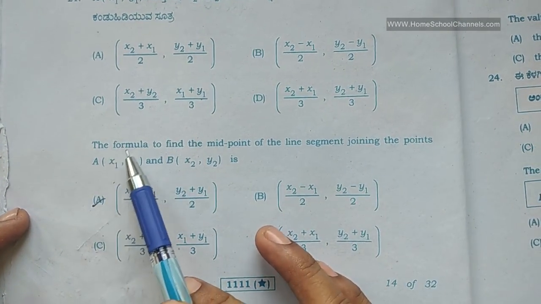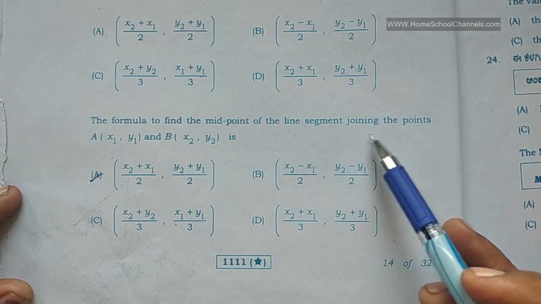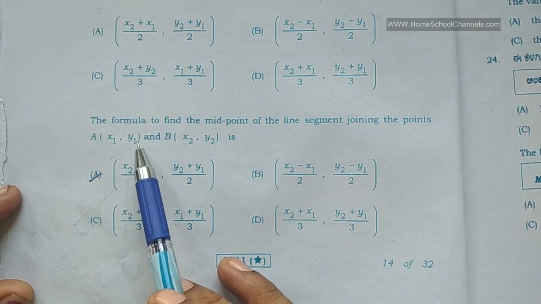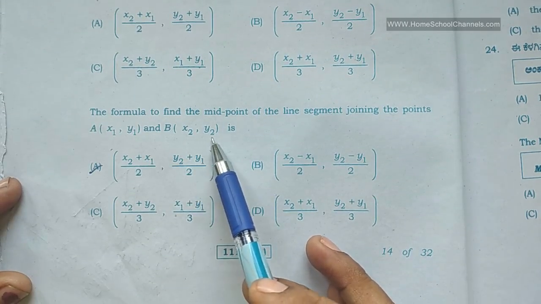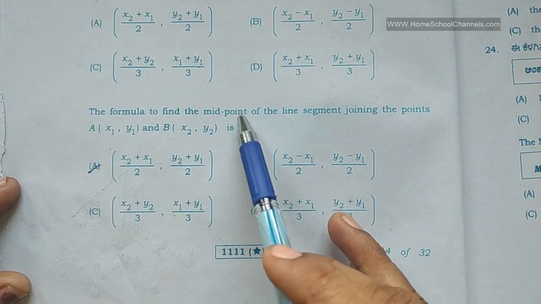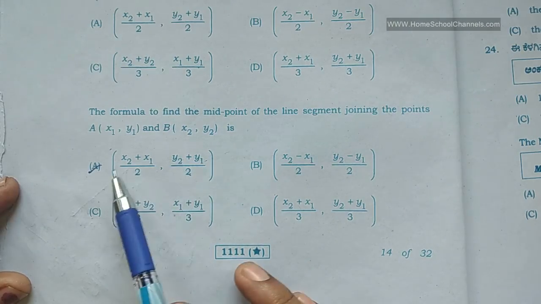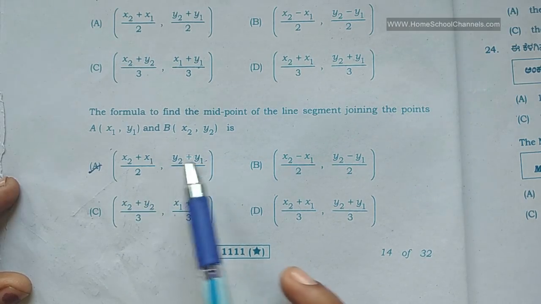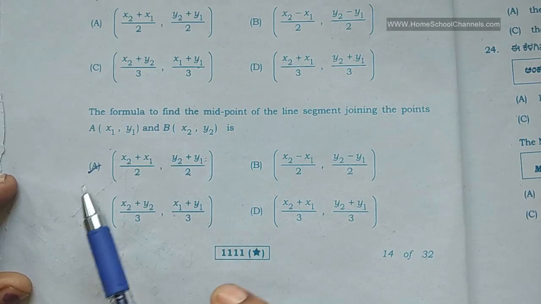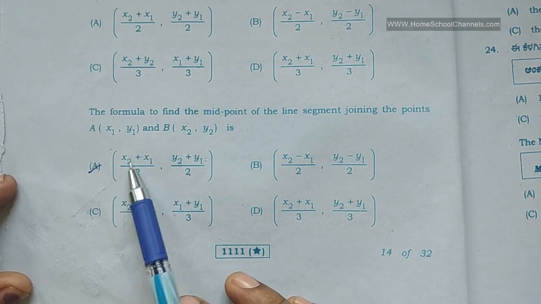21st one, the formula to find the midpoint of the line segment joining the points A x1, y1 and B x2, y2 is midpoint x1 plus x2 by 2, y1 plus y2 by 2. You can write x2 plus x1 and y2 plus y1 also. So you go with option A. Option A is the right answer.